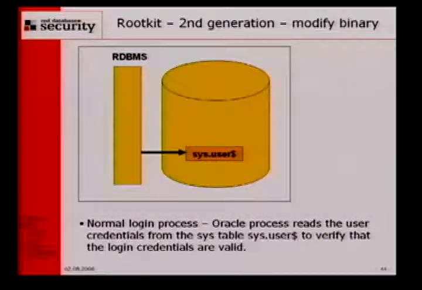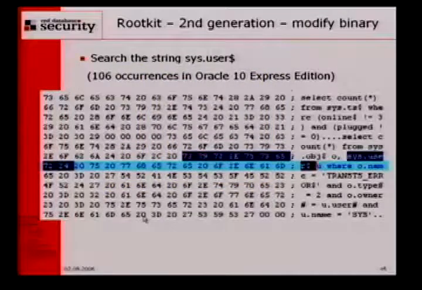The question is, how does Oracle know to look up in the table sys.user$? It's quite easy, it's written somewhere in the code. I'm not a reverse engineering expert. I'm using the poorest man's reverse engineering tool called UltraEdit. Just by opening the Oracle executable in a text or hex editor, you can search for the string sys.user$. And in Oracle Express Edition, you have 106 occurrences of this table.